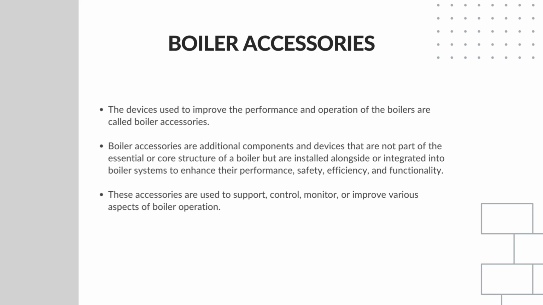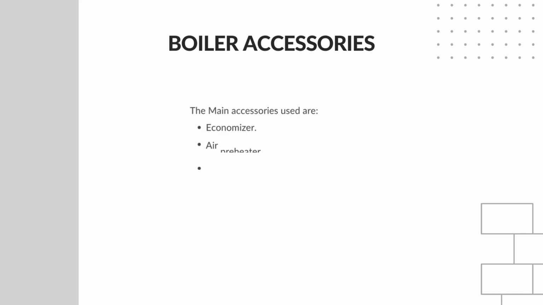Boiler accessories are additional components and devices that are not part of the essential or core structure of a boiler, but are installed alongside or integrated into boiler systems to enhance their performance, safety, efficiency and functionality. These accessories are used to support, control, monitor or improve various aspects of boiler operation. The main accessories used are economizer, air preheater, superheater, feed pump, steam separator and steam trap.